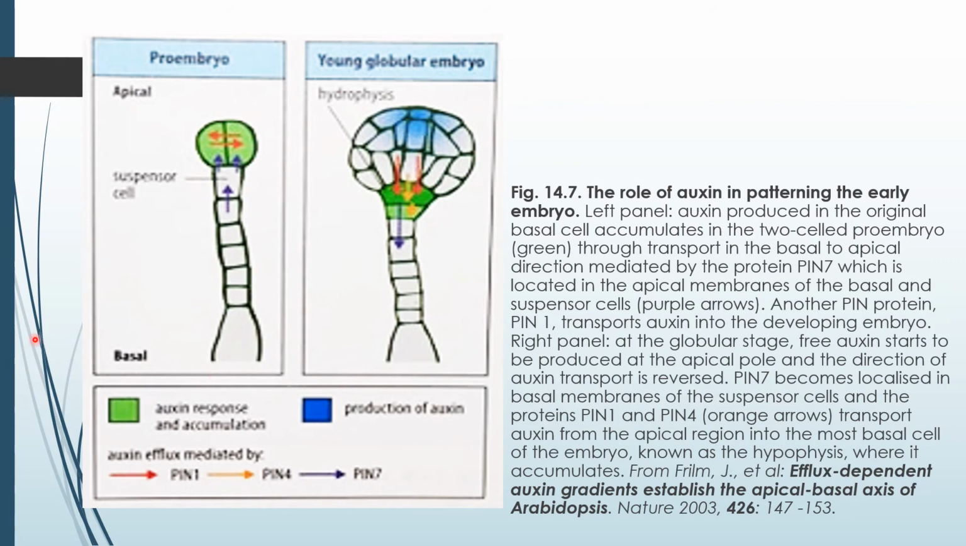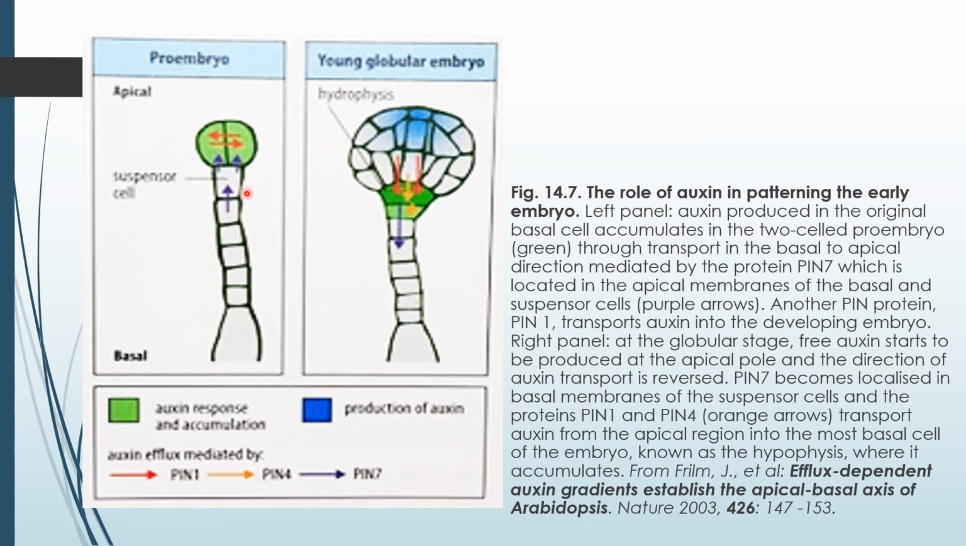So in the left panel, auxin is produced in the original basal cell, accumulates in the two-cell pro-embryo, which is the green one. So the green one is the auxin response and accumulation. In this part of the pro-embryo, this is where it is being produced or used. Okay? Through the transport in the basal to the apical direction mediated by the protein PIN7, which is located in the apical membranes of the basal and the suspensor cells.